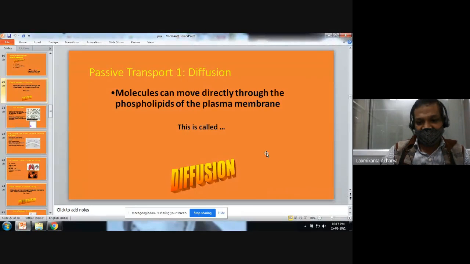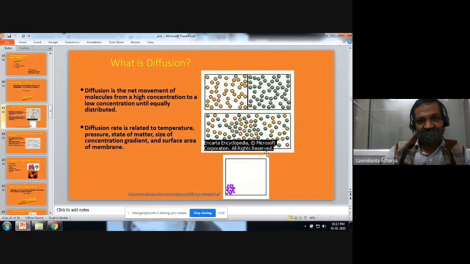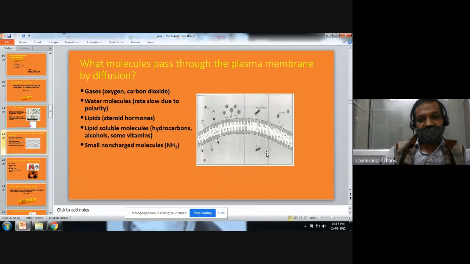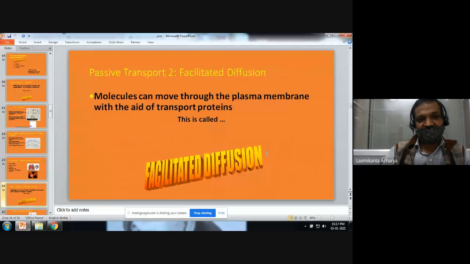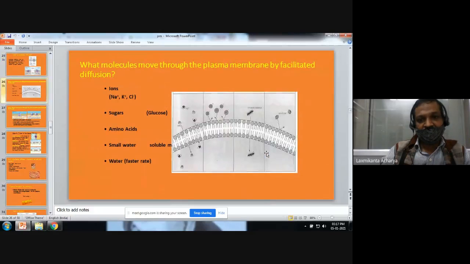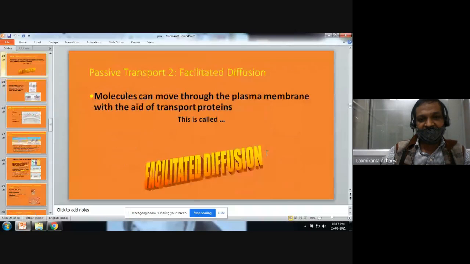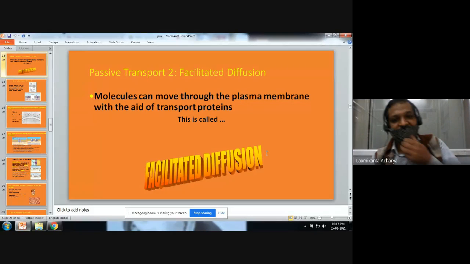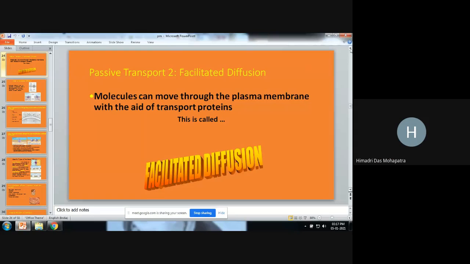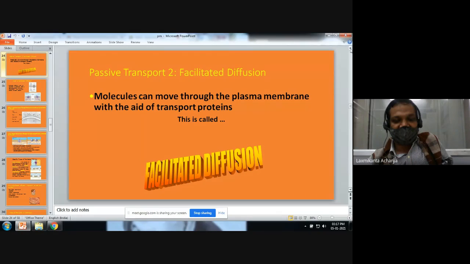So we have discussed regarding this passive transport. Now let me ask you certain questions, then we'll move forward. So why is this called passive transport? Because here there is no requirement of external energy. So of course without energy there cannot be any kind of movement.